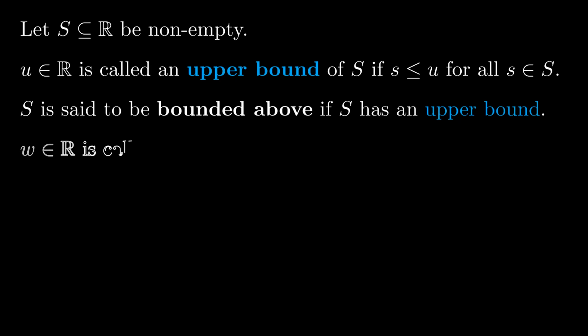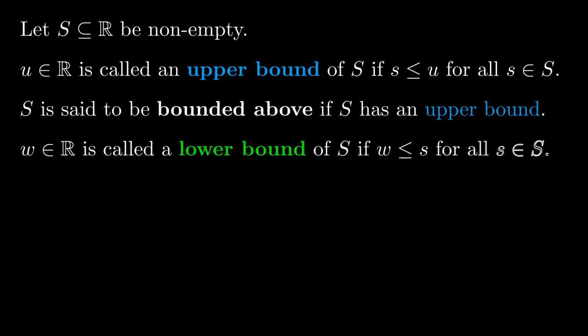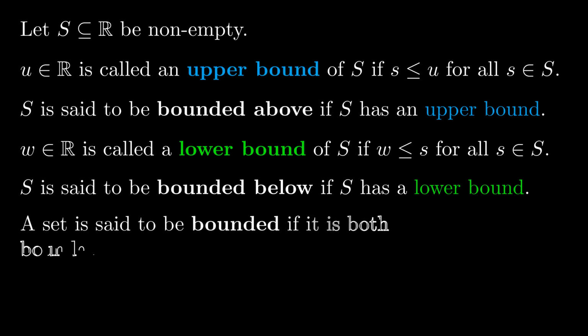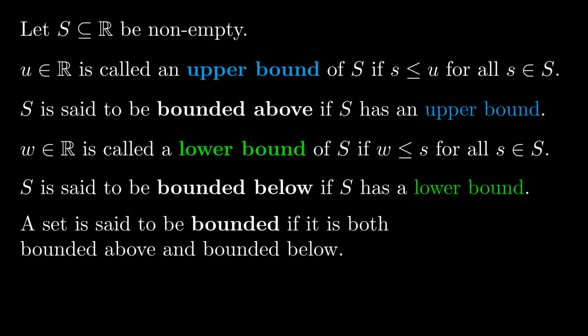A real number W is called a lower bound of S if W is less than or equal to s for all s in the set S. S is said to be bounded below if S has a lower bound. A set is said to be bounded if it is both bounded above and bounded below.